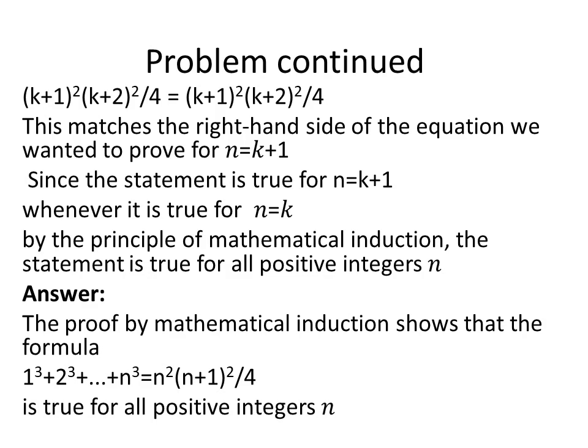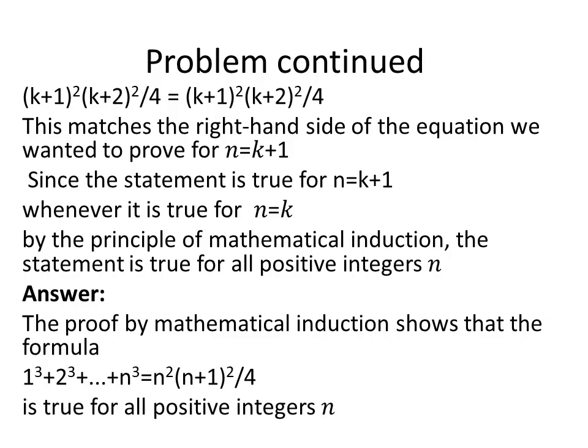From the previous slide, we have k plus 1 whole square into k plus 2 whole square by 4 is equal to k plus 1 whole square into k plus 2 whole square by 4. This matches the right hand side of the equation we wanted to prove for n equal to k plus 1. Since the statement is true for n equal to k plus 1 whenever it is true for n equal to k, by the principle of mathematical induction, the statement is true for all positive integers n.